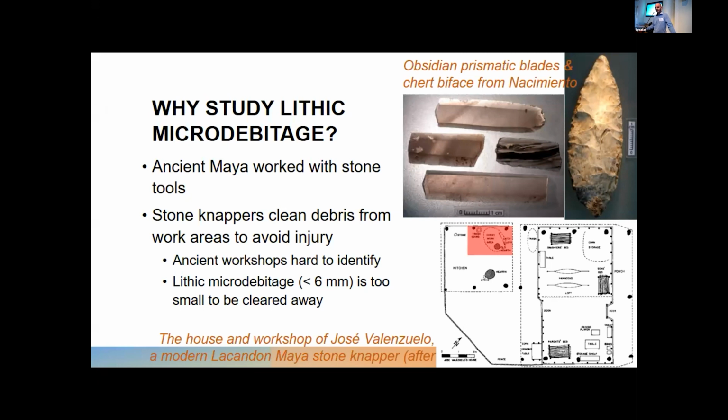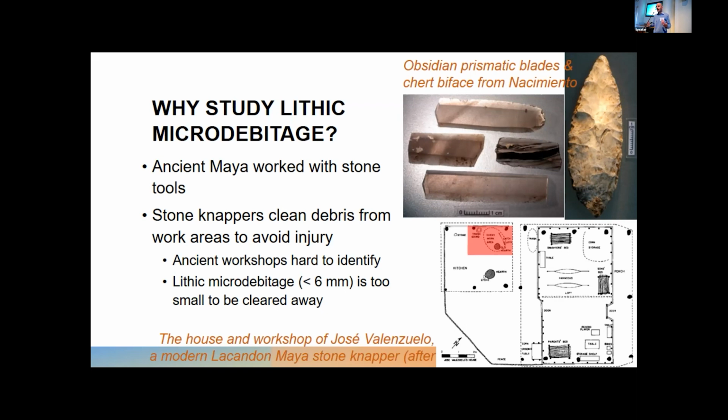And what people realized is that ancient stone knappers, of course, knew that, and they removed all the debris from their workshops. Specifically, you see here on the lower right a drawing of a house of a modern stone knapper who explained to the archaeologist who inquired that, yes, he didn't want his kids to step across his workshop because this would be way too dangerous. And he took all the debris away.